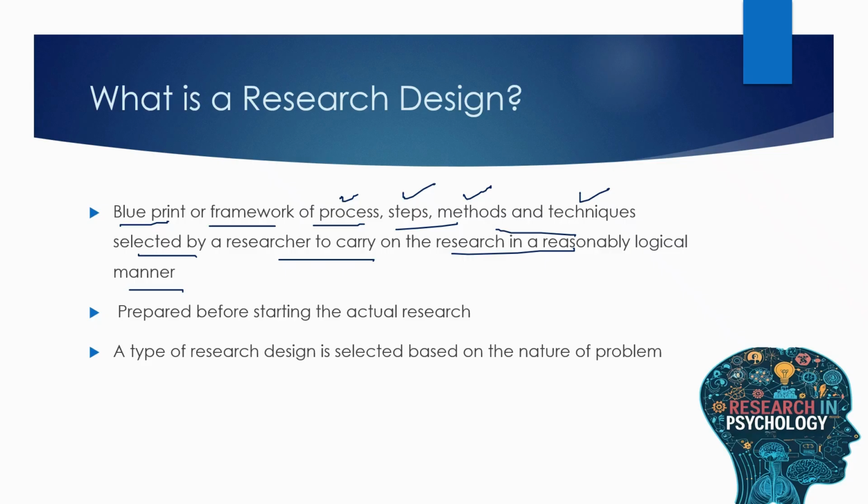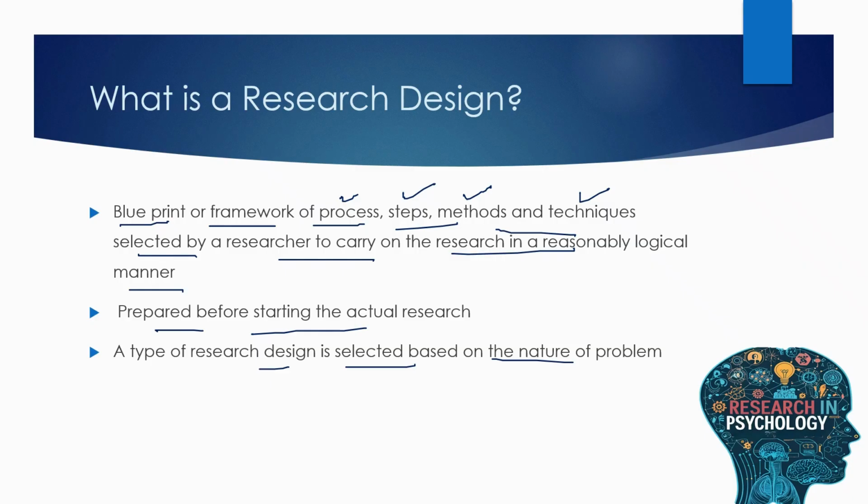Now, this research design is prepared before starting the actual research. Obviously, it's logical, right? There is no point in having a research design, which is a blueprint, after you complete the research or after you start the research. So, research design is something that is prepared before you start the research. And a type of research design is selected based on the nature of the problem. So you will see we'll have two distinct types of research designs, qualitative and quantitative, and within that there would be more different types of research designs, and which of these will be selected will depend on the nature of the problem that is under study.